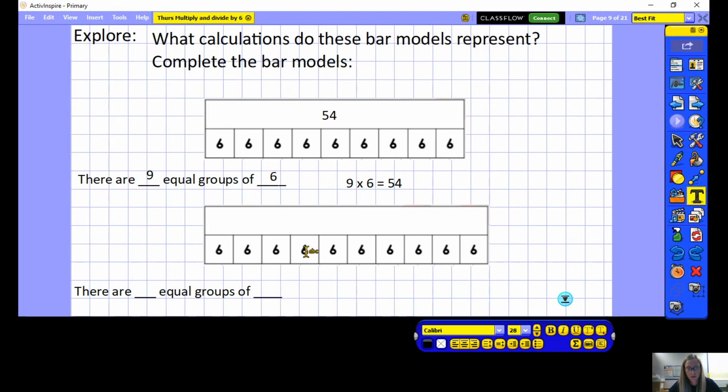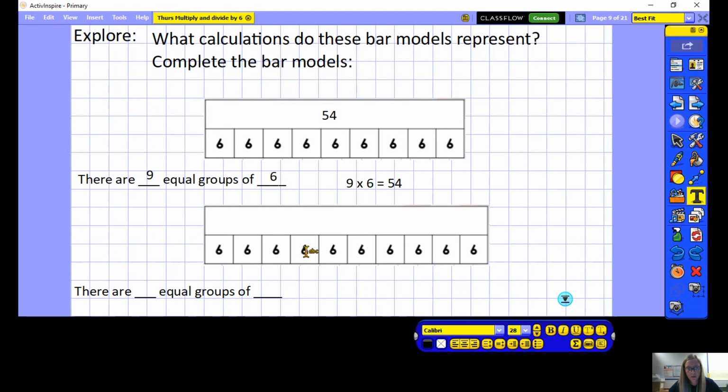Okay, let's look at how we can use a bar model or an array to show division this time. So here we've got a division question. We've got 42 divided by 6. So we can think about that as 42 divided into 6 equal groups. Let's have a look here. So here I've got divided by 6. I've got my 6 equal groups.